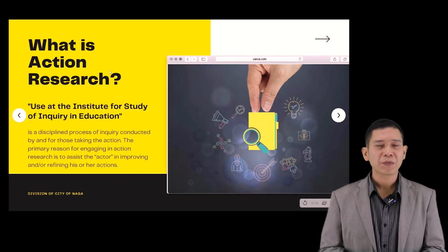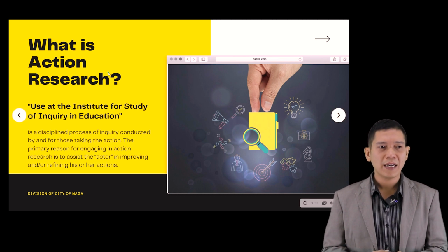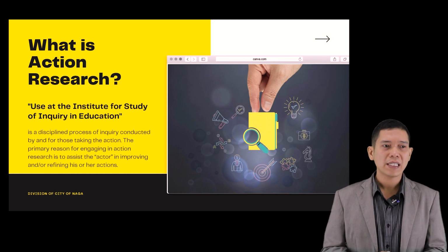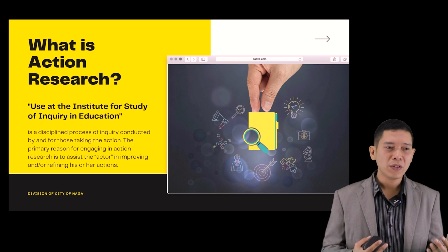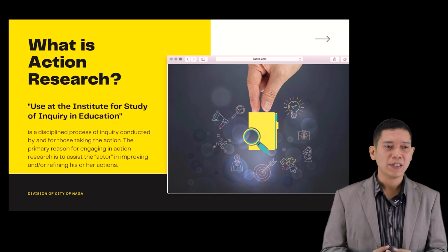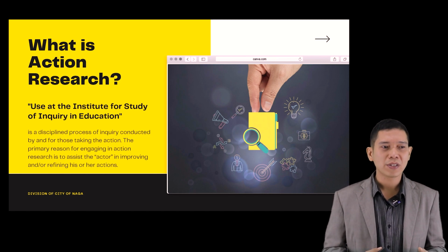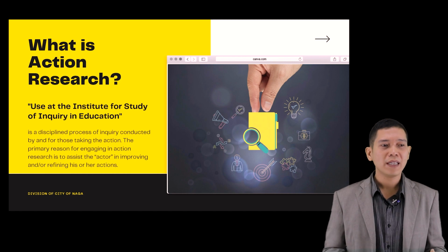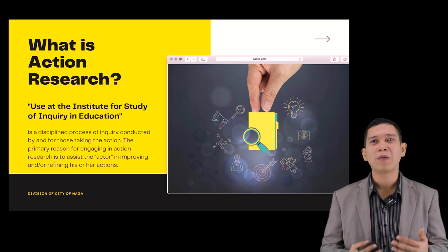Right. So what is action research and how do we define it? Well, action research, according to the Institute for Study of Inquiry in Education, it is a disciplined process of inquiry conducted by those and for those taking the action. Right. So the primary reason for engaging in action research is to assist the actor in improving and refining his or her actions. So please take note of the keywords. We are here to improve our actions.